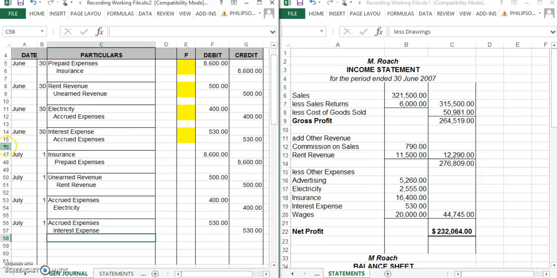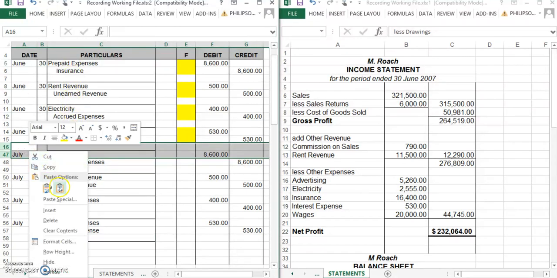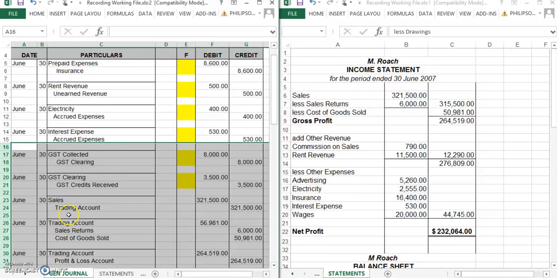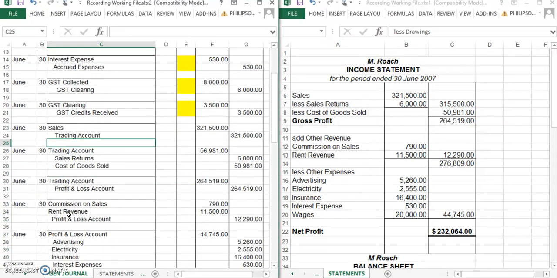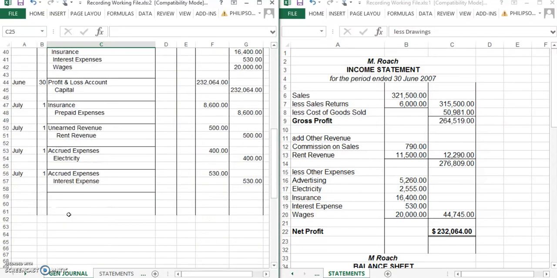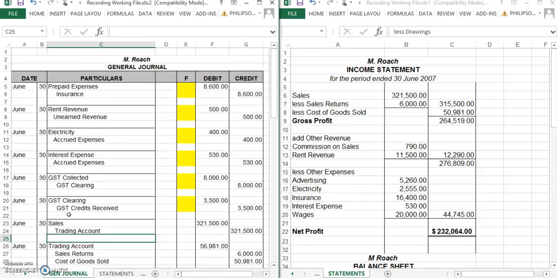What we do need to do now is unhide all those other journal entries. I just hid all those ones so that we could quickly see these and reverse them. Now let's go and unhide. So right click, highlight the lines, right click, and then unhide. And now all of our other journal entries have reappeared. And that is it for completing that exam style question.